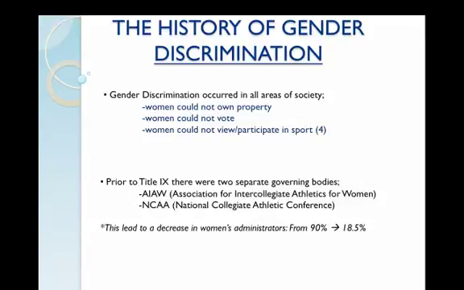Also, prior to Title IX, which was the movement that helped to create equality for athletes in collegiate athletics, there were two separate governing bodies, and that was the AIAW and the NCAA. The AIAW took care of women athletes, and the NCAA focused on men. And when these two governing bodies merged, the AIAW lost all the female administrative positions because they were taken on by the male employees in the NCAA.